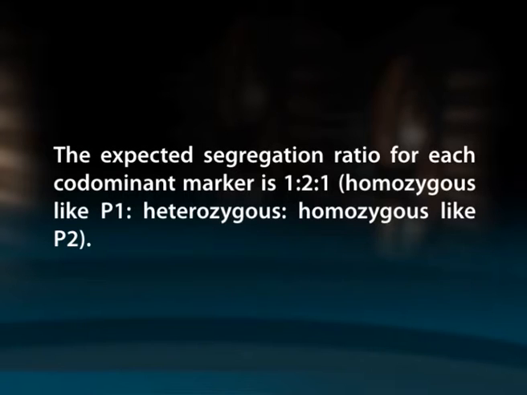The expected segregation ratio for each codominant marker is 1:2:1. That means homozygous like P1 to heterozygous to homozygous like P2. It is a disadvantage that F2 populations cannot be easily preserved because F2 plants are frequently not immortal and F3 plants that result from their self-cross are genetically not identical.